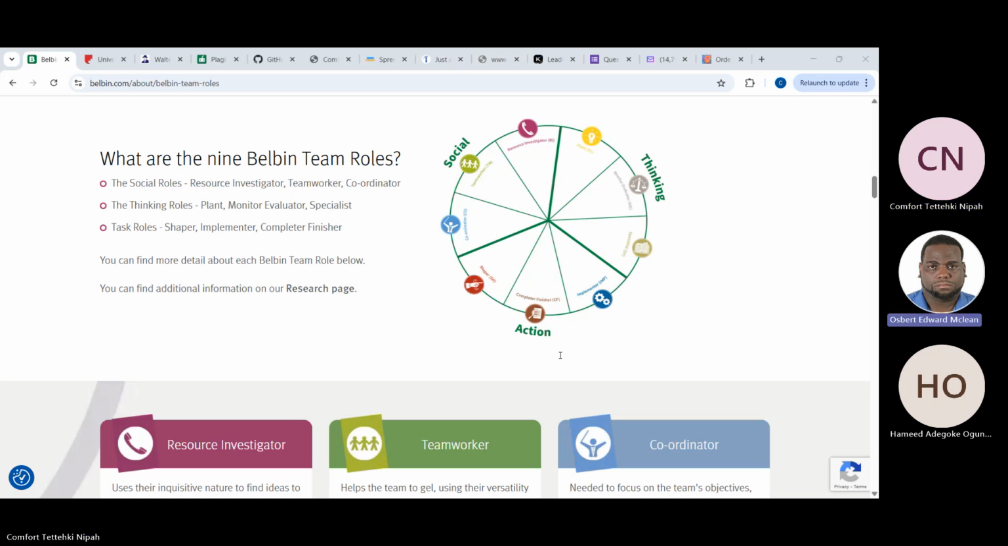Yes, and remember as well that after we discussed that, we went ahead and found among ourselves the top three roles in our group.